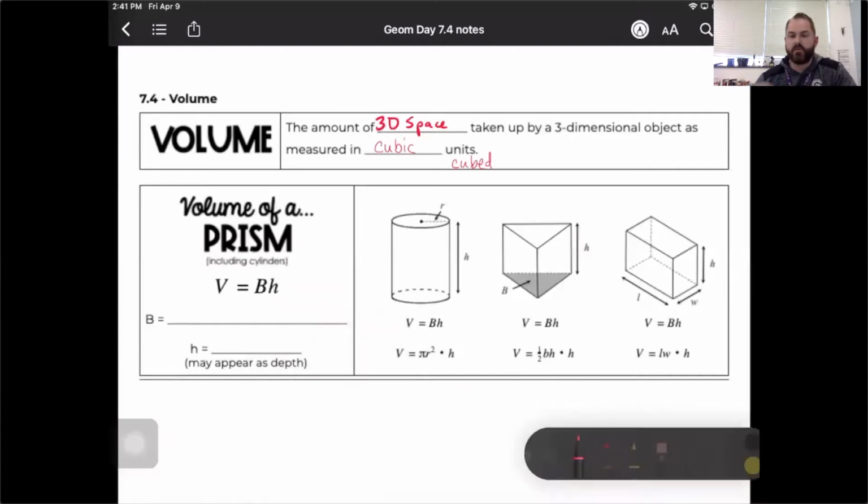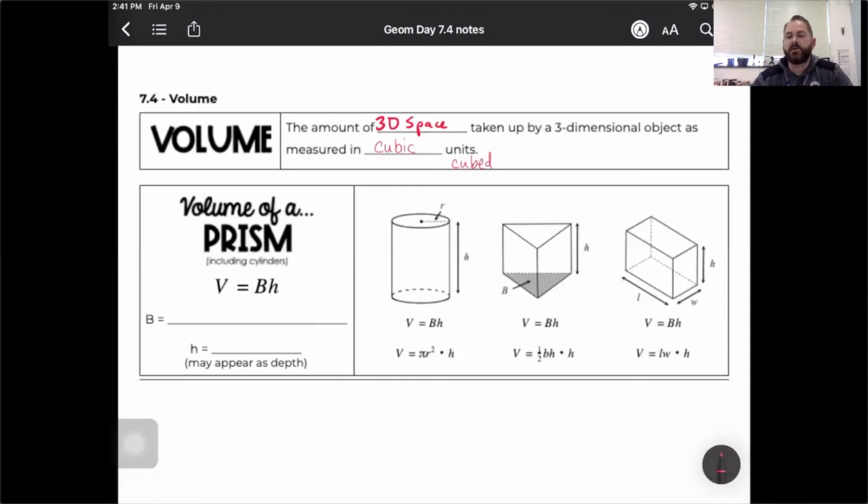So as we go through and look at our volume formulas, the first thing we're going to look at is volume of a prism, including cylinders. Prisms and cylinders kind of go together. And the volume formula for prisms and cylinders is volume equals capital B times H. Now, H still means height of the prism, okay? That is the distance from the base shape to the base shape.